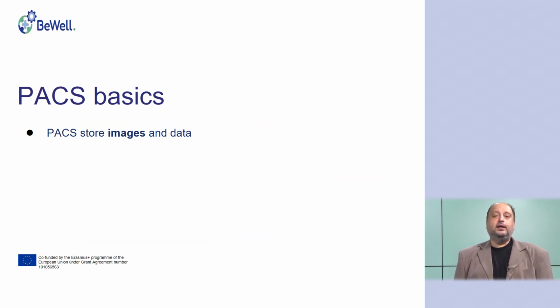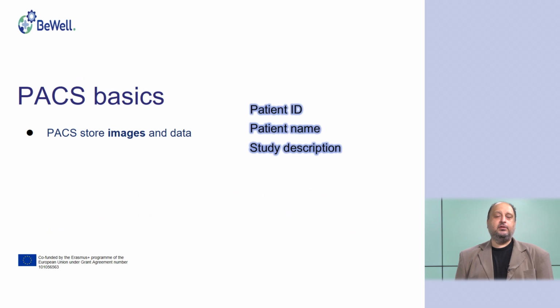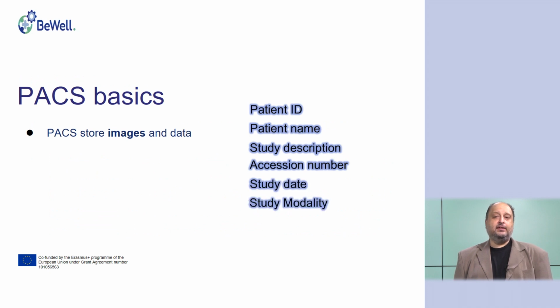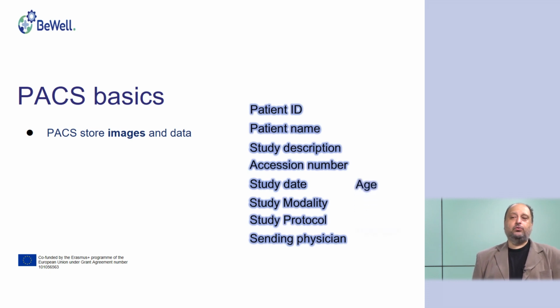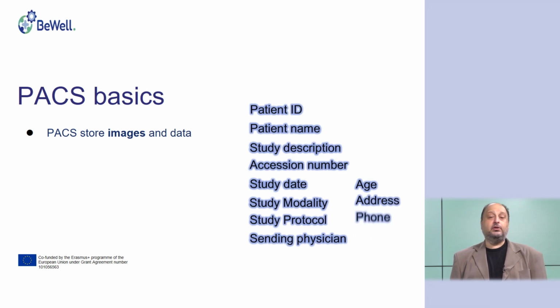But the PACS store images and data. And for example, such data are the patient ID, patient name, the study description, the accession number. Accession number is a unique identifier given to each examination. The study date, study modality, study protocol, the referring physician, and also age or birth date, address, phone number of the patient, and also sometimes of the referring physician. So you see, these are very sensitive data.